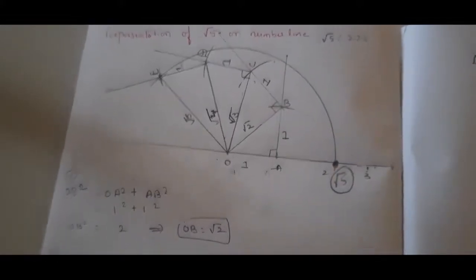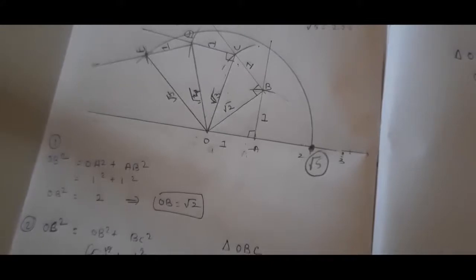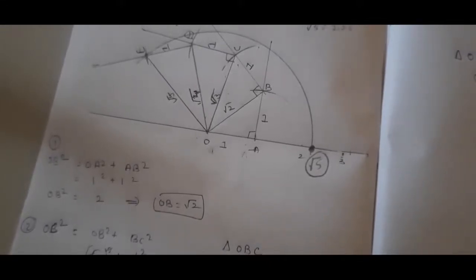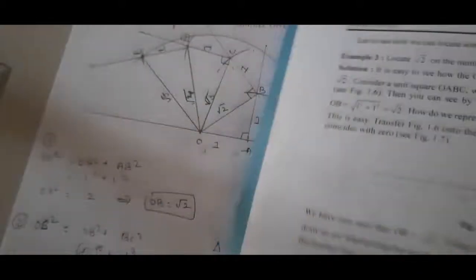In this way we have to represent an irrational number on the number line. And from exercise 1.2, they show how root 5 can be represented on the number line, and this is the answer for the third question. Hence this is the completion of exercise 1.2. So go through this. Thank you.